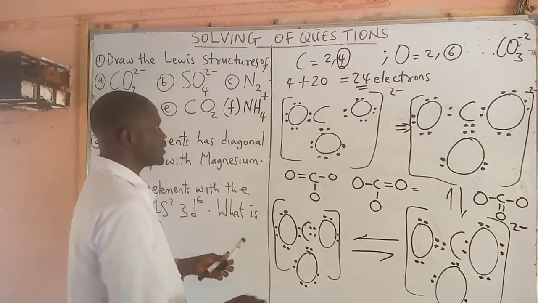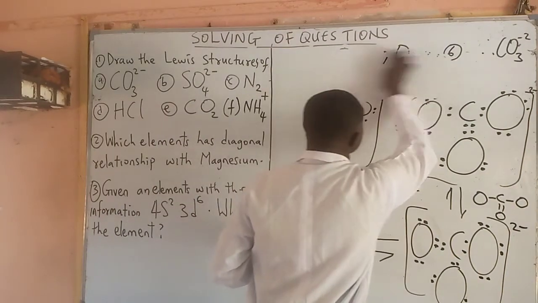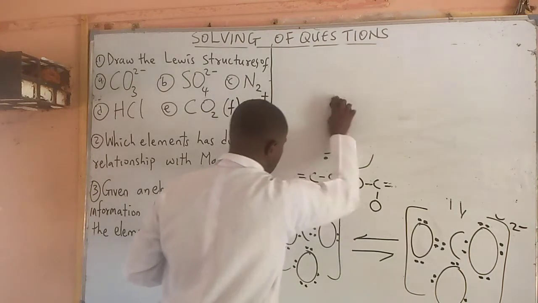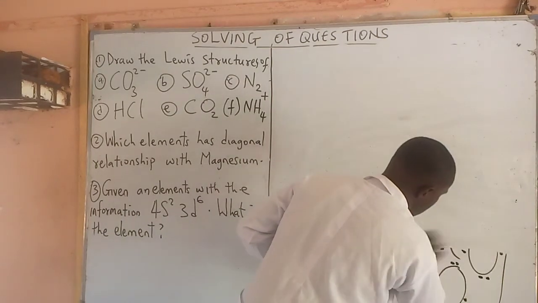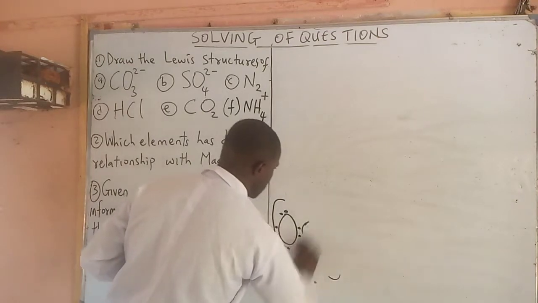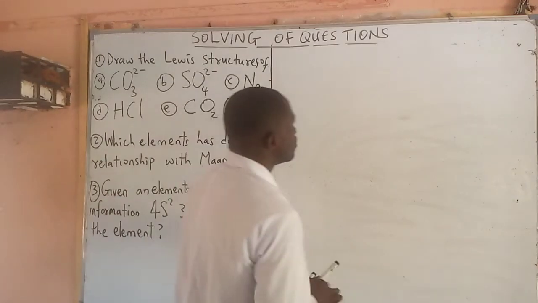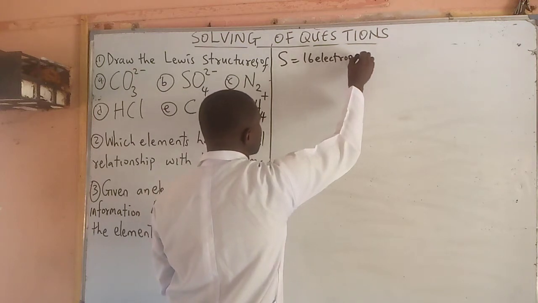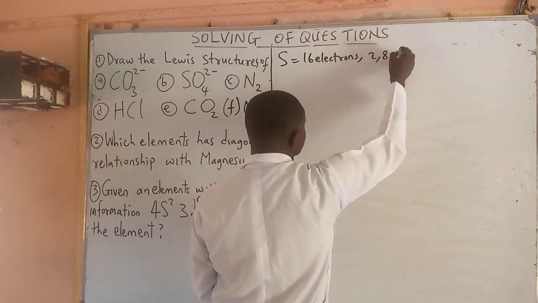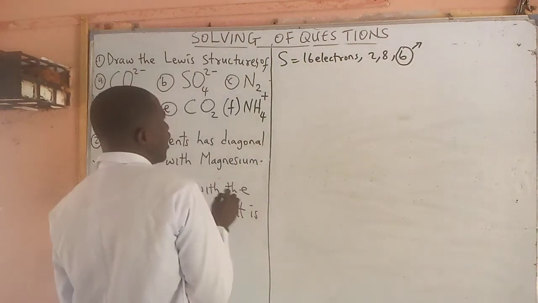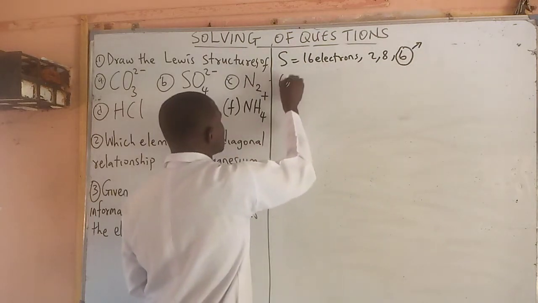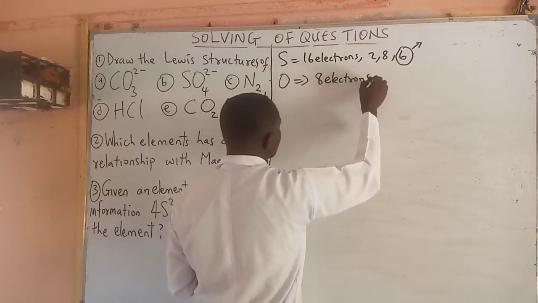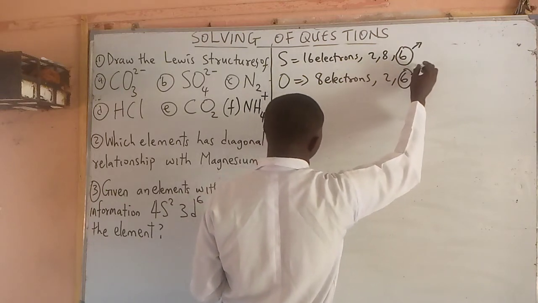We go for the one of sulfate. Sulfate ions. Now, sulfur has 16 electrons, and those 16 electrons are arranged this way: 2, 8, 6. So this is the outermost electron we have to take. Oxygen has 8 electrons, and that is 2 and 6. This is what we take.